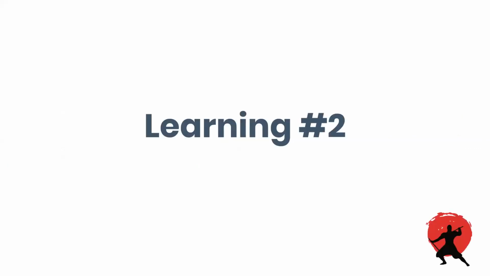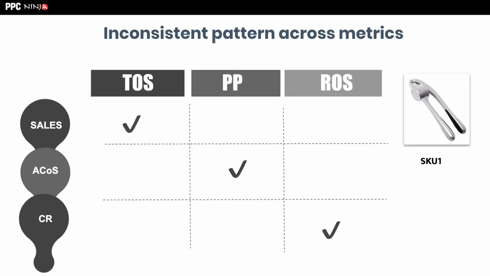Learning number 2 is that we found an inconsistent pattern across metrics. What do I mean by that? I took 2 of my favorite SKUs, the garlic press and an apple slicer, and I compared the 2. For this garlic press, top of search is giving me the most sales. However, the product pages is giving me the best ACOS. And the rest of search is actually giving me the best conversion rate.